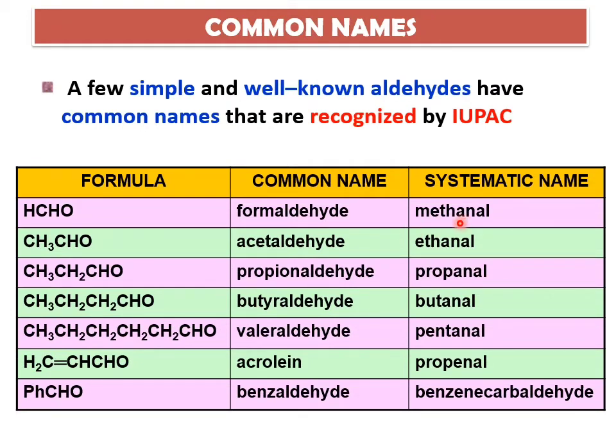For example, in IUPAC we usually use methanal, ethanal, propanal, butanal. So sometimes in the question, they can also use common names like formaldehyde. Okay, but for your syllabus, for IUPAC names, it is better you remember the IUPAC names only. Methanal, ethanal, propanal, butanal and so on. Alright.